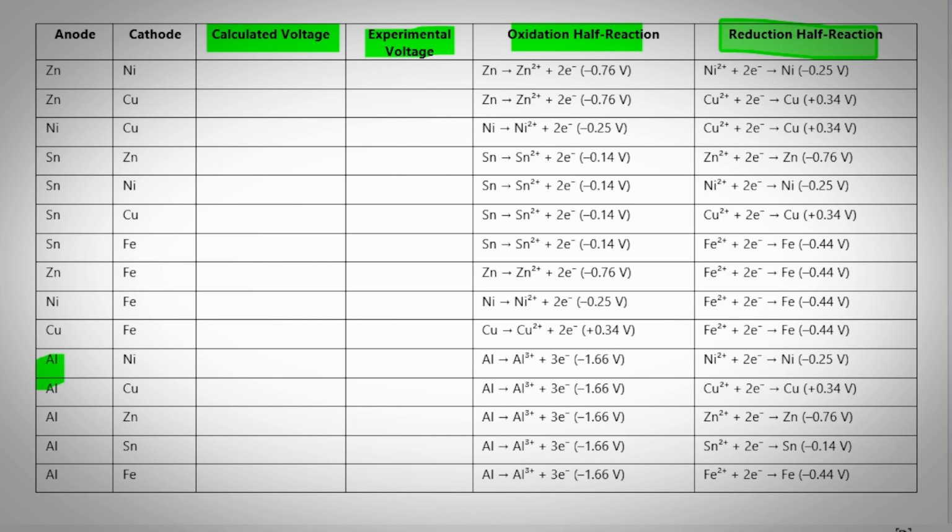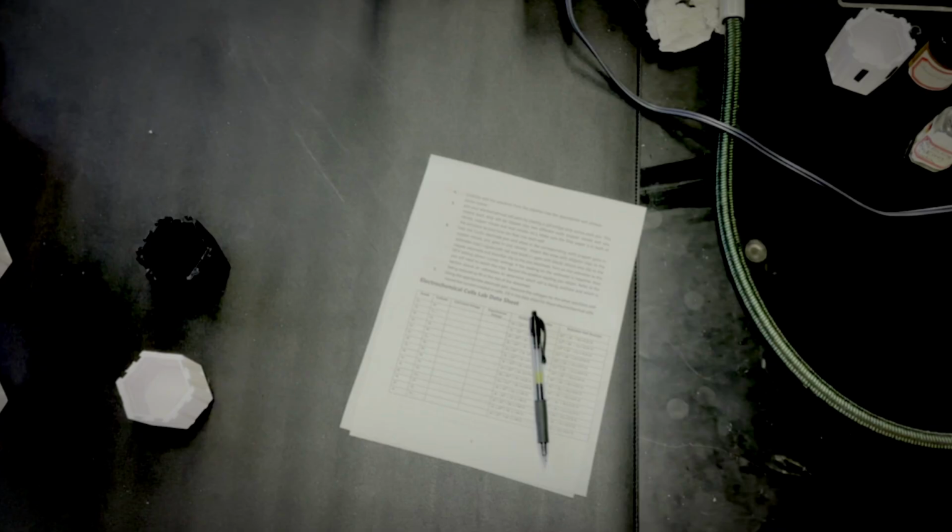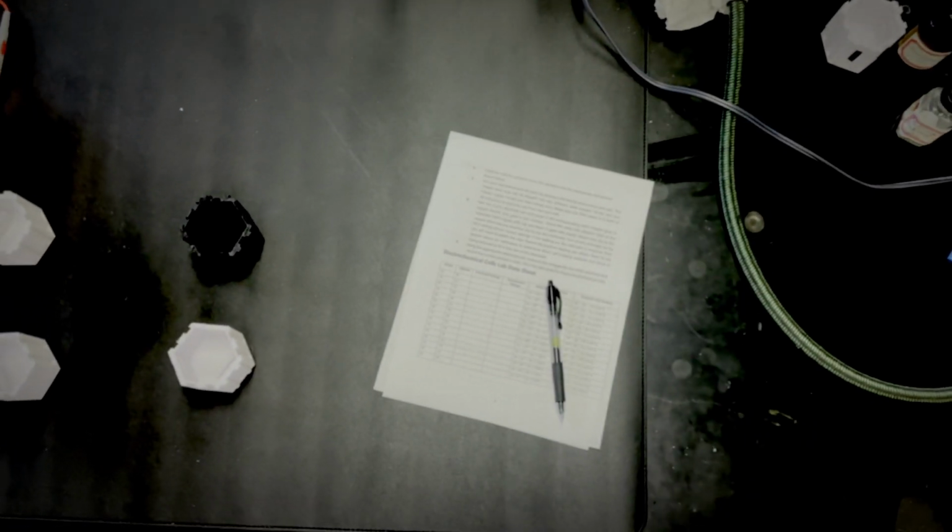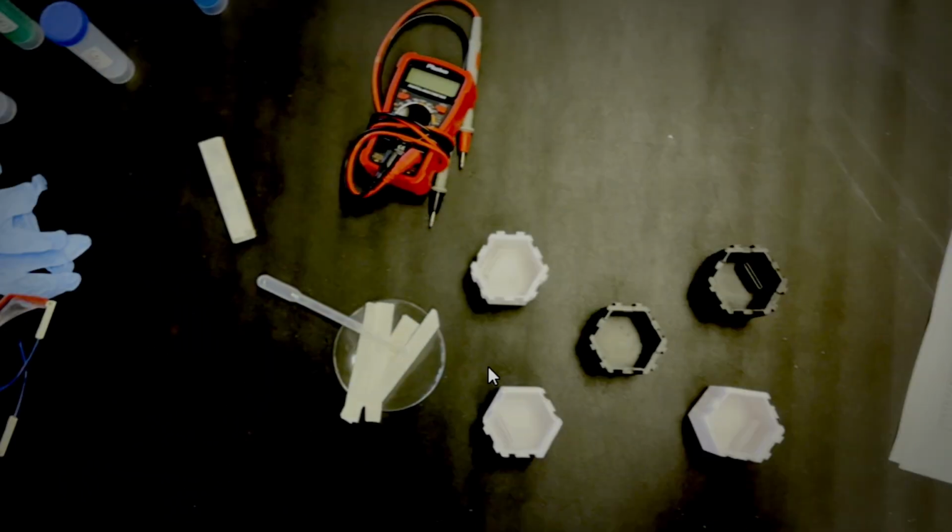Now, before we get started, of course, you're going to have your goggles and gloves as always, but on top of that, you should have your tables so that you can record your data, right? And then after that, you should have the solutions, and then you should have a voltmeter, and then you should have these filter papers that we gave you, and these will be your bridges.